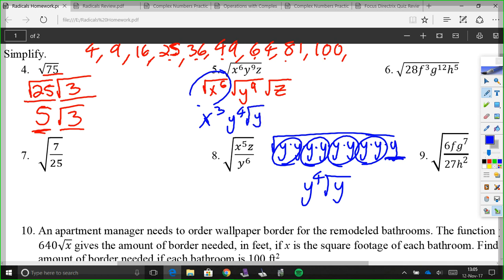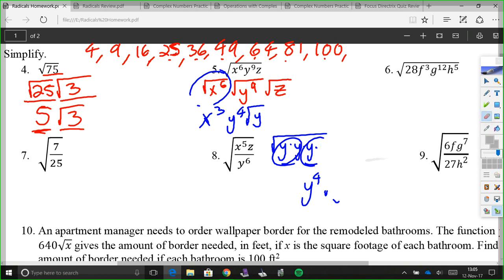Okay, and now the square root of z. Well, if I were to try to write down the square root of z and try to break it all up, oh, it's a z, right? Not an x.